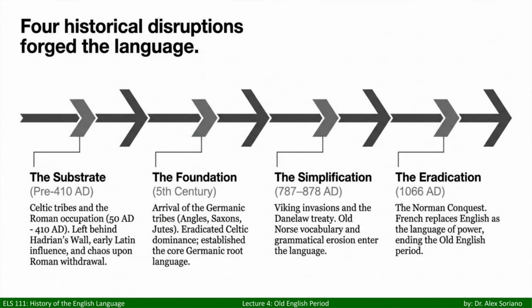The simplification, 787 to 878 AD. Viking invasions begin, culminating in the Danelaw Treaty. Old Norse vocabulary enters the language, and this is important, the grammar itself starts eroding under this contact. The eradication, 1066 AD, the Norman conquest. French replaces English as the language of power, and this is conventionally where the Old English period ends. Substrate, foundation, simplification, eradication, four words, four disruptions. Keep them in mind as we go deeper into each one.